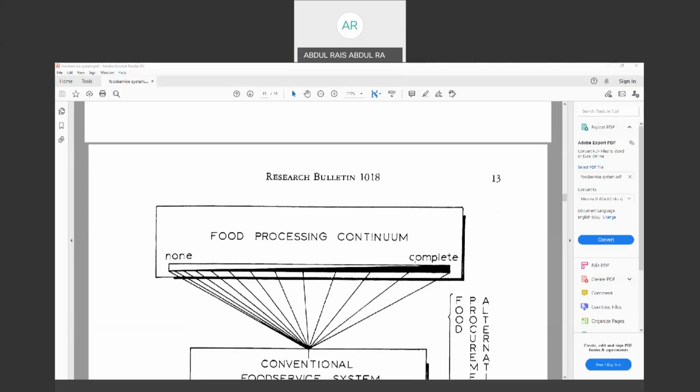Saya ulang, kalau di sebelah kiri dia mewakili makanan yang mentah yang perlu diproses dan memerlukan proses memasak yang intensif lah. Kalau bahan ramuan tu dibeli di sebelah kanan, di sebelah komplit, maksudnya makanan tu dah hampir-hampir masak, dia cuma perlu reheat ataupun disejukkan, sama ada disejukkan atau reheat, dan kemudian dia boleh serve. Okay? Okay, balik semula kepada video.